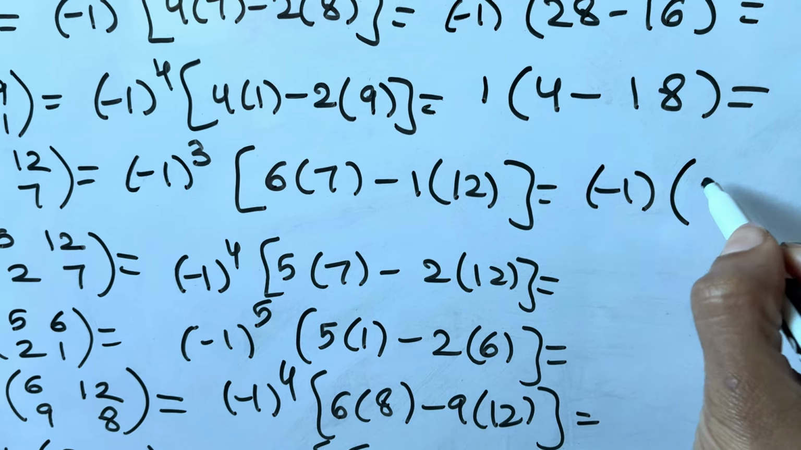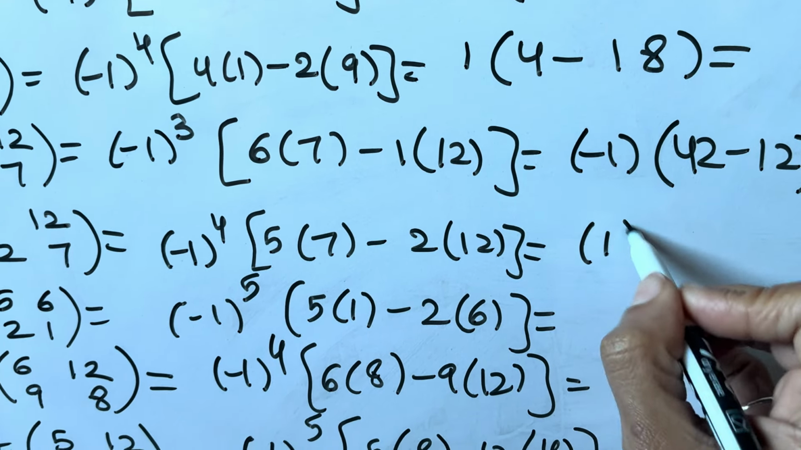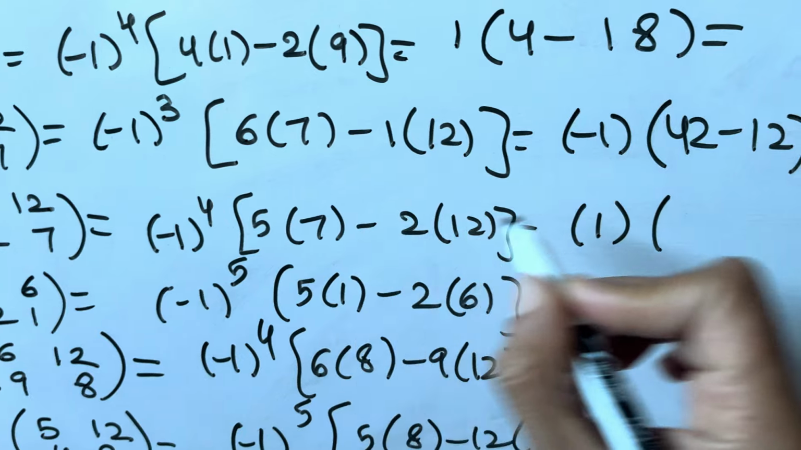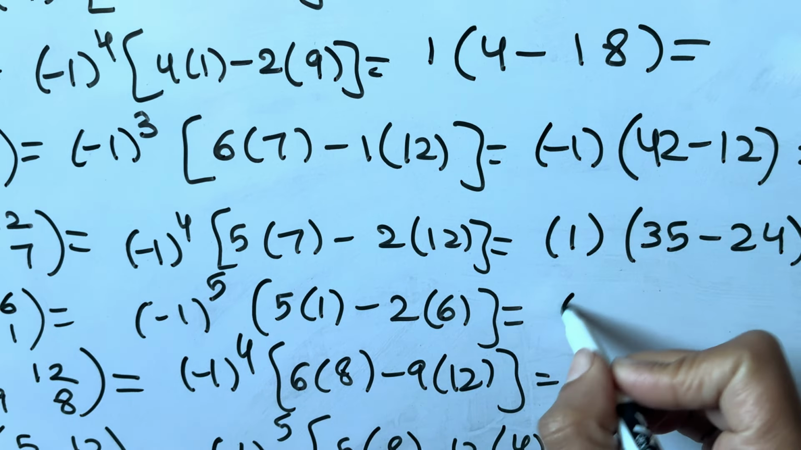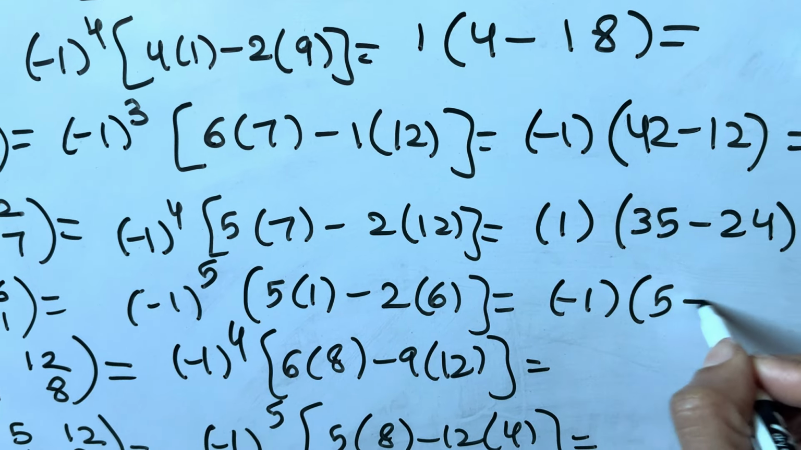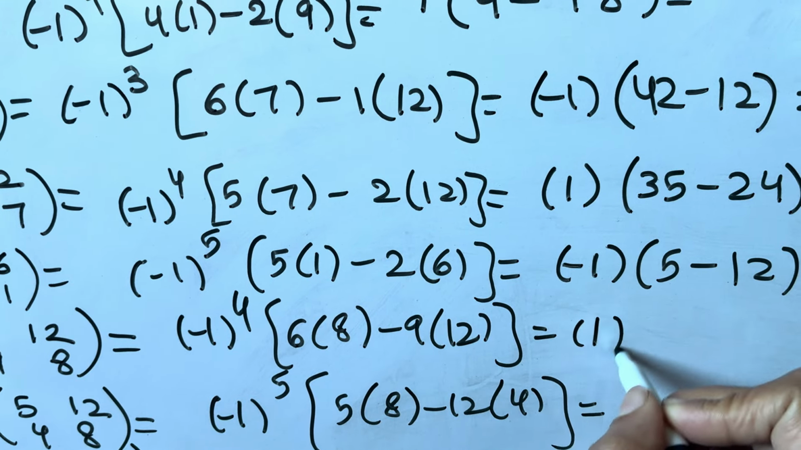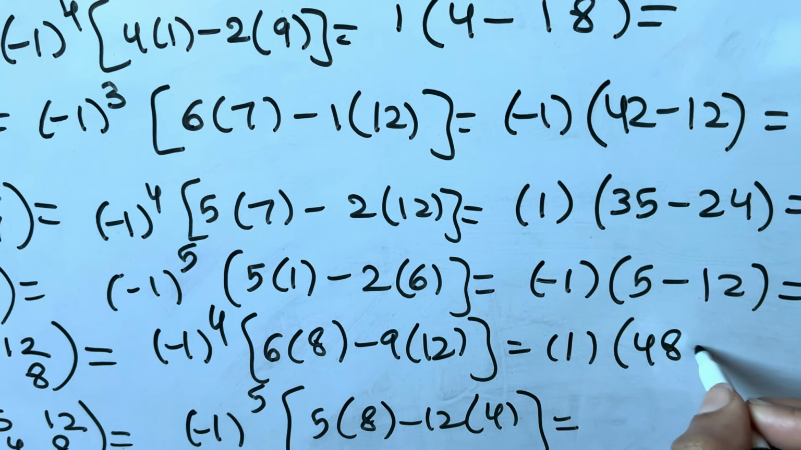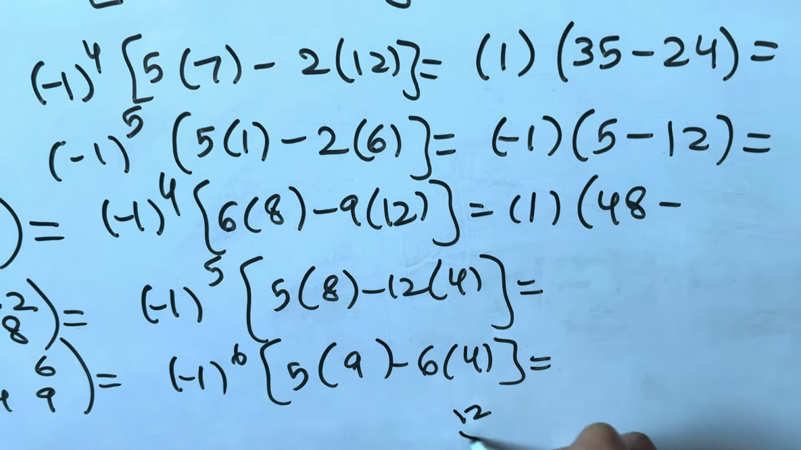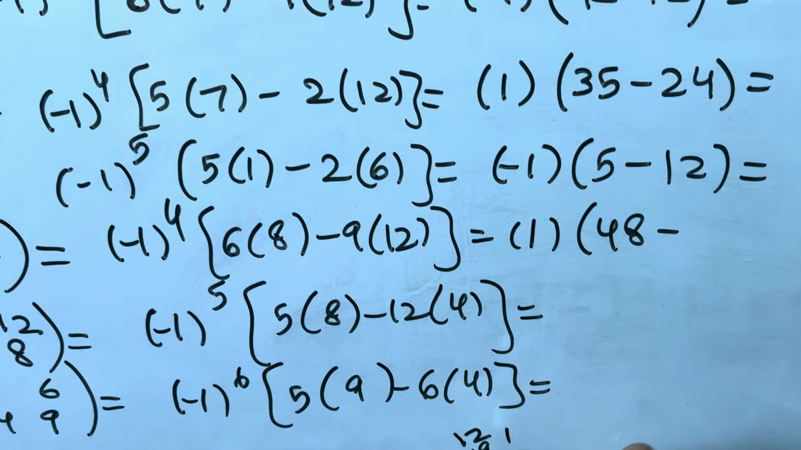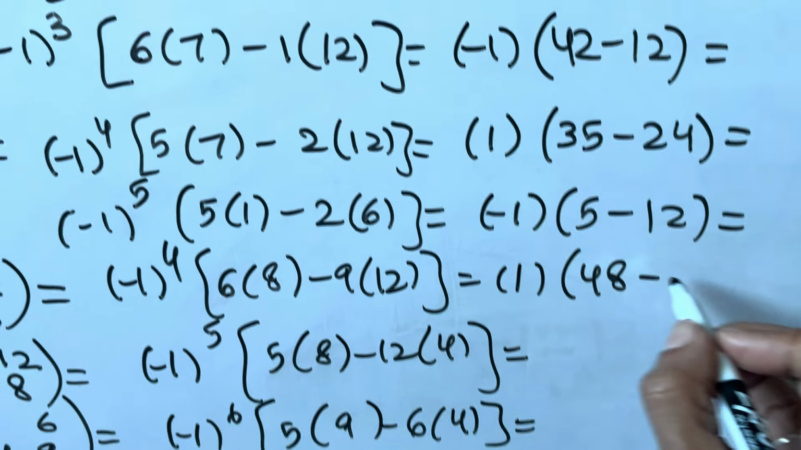6 times 7 is 42 minus 12. Here minus 1 to the power 4 is 1. 5 times 7 is 35 and 12 times 2 is 24. Minus 1 to the power 5 is minus 1. 5 minus 12. Minus 1 to the power 4 is 1. 6 times 8 is 48. Minus 12 times 9. Here we can do 12 times 9. 9 times 2 is 18. And 9 times 1 is 9. And 1 carried. It becomes 108.